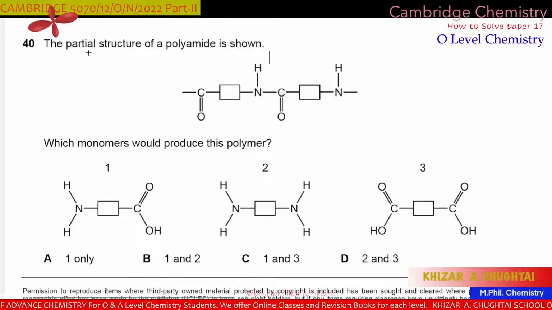Question number 40, the last one. The partial structure of a polymer is shown over here. Which monomers would produce this polymer? The basic trick you can say is, first of all, I'm going to remove this amide linkage. I'm going to break this amide or peptide linkage.